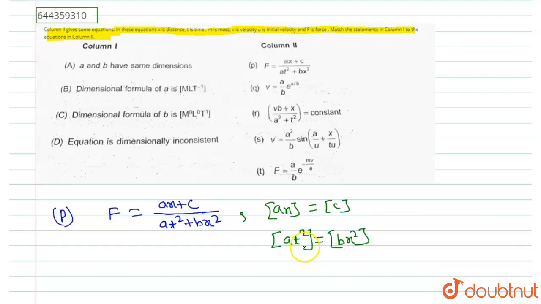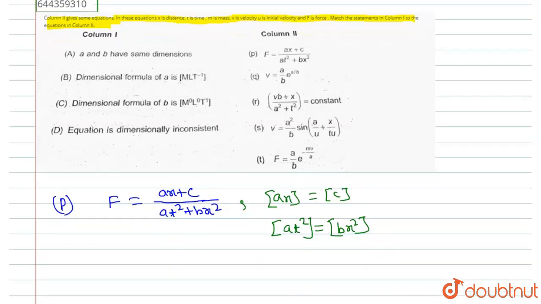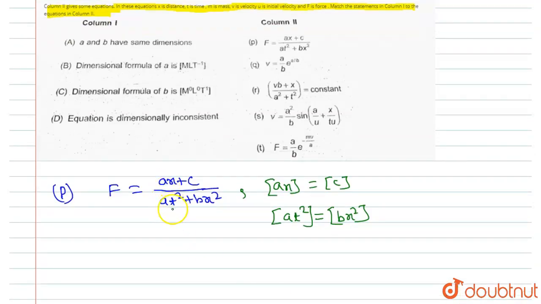Now from here we can see the coefficient of a in this part is x, and the coefficient of a in the other part is t square. So the dimension of a is not the same in both places. Clear? So this is dimensionally incorrect. We can write dimensionally incorrect, so we can match the P part with the D part.